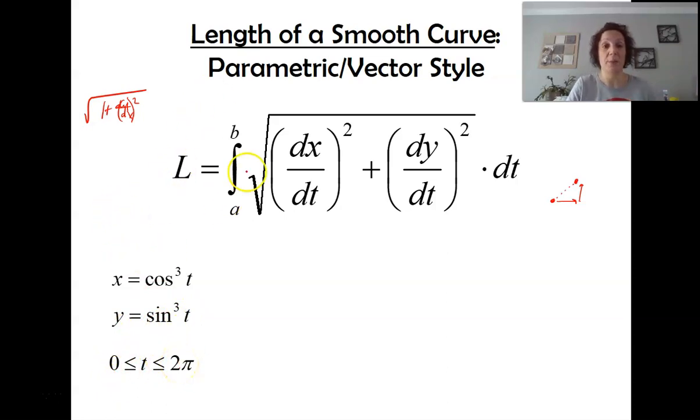So in order to do that, we need our dx dt and our dy dt. So dx dt is going to be 3 cosine squared of t. I tried. I can't do it. I have to rewrite it like that. 3 cosine of t quantity squared, chain rule, negative sine t.